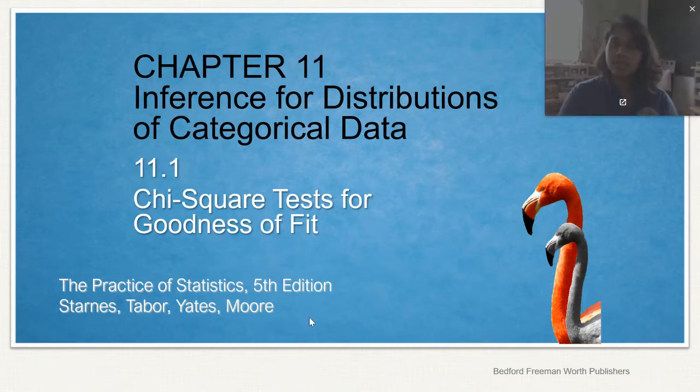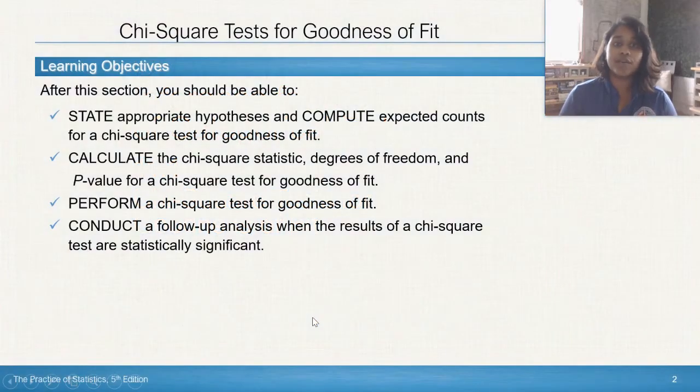In this particular video, I want to cover how we state appropriate hypotheses, how we're going to calculate and compute expected counts for a chi-square test for goodness of fit. We're actually going to calculate a chi-square statistic. We're going to figure out how to do degrees of freedom for this chapter and what a p-value looks like for a chi-square test for goodness of fit.